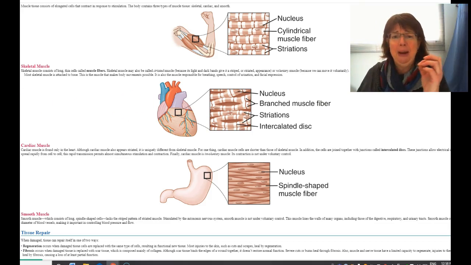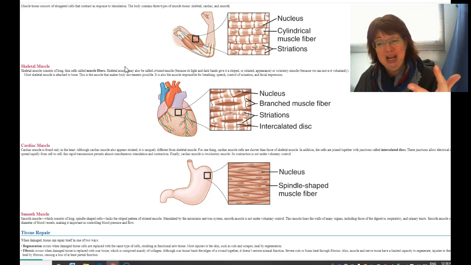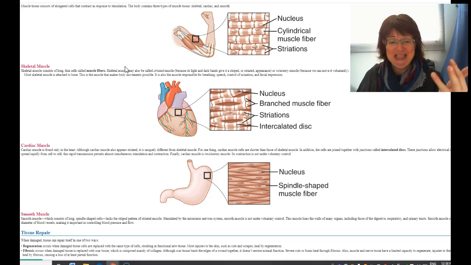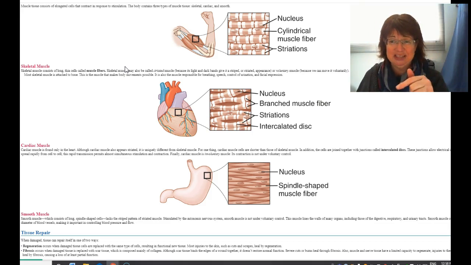When you're looking at muscles, you are looking at basically is there striations or not striations? Where's the location of the nuclei? Is it branched or not? And is it stimulated by itself, which would mean it's involuntary, or do you need the nervous system to stimulate it, which is voluntary? So let's look at skeletal muscle.